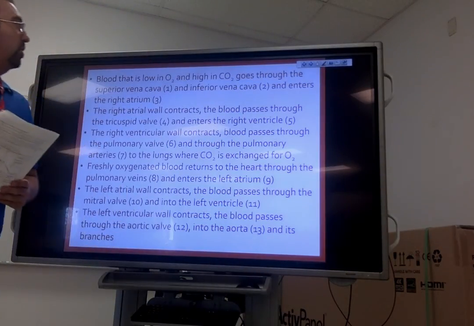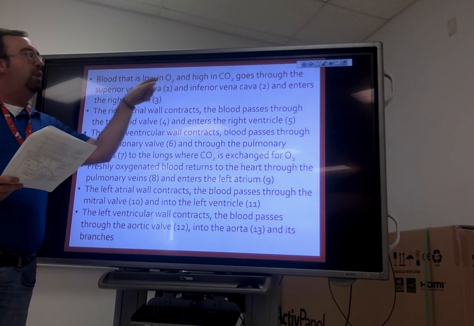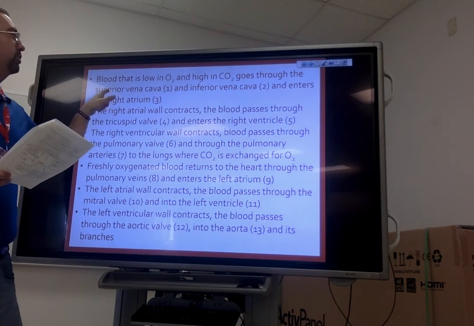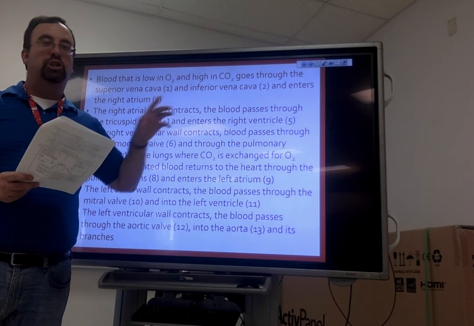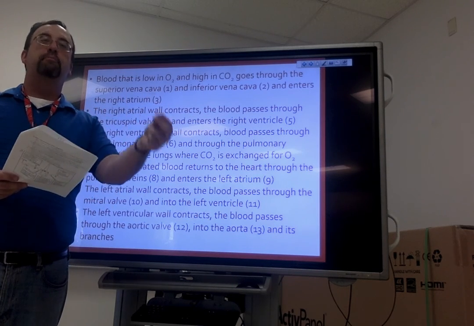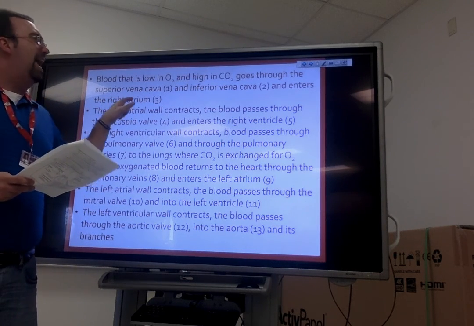And so, first of all, blood that is low in oxygen and high in carbon dioxide goes through the superior vena cava and inferior vena cava. So again, don't worry about the numbers. It's just referring to the figure previous to this slide. And it enters the right atrium.